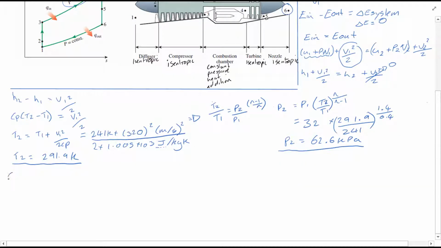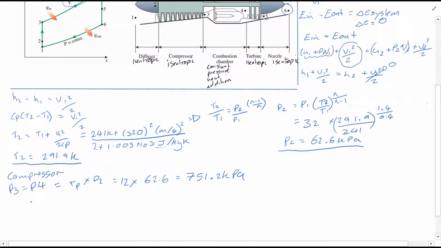Okay, so looking at the compressor, of course we just said P3 is equal to P4, and P4 is equal to the pressure ratio times P2, which is equal to 751.2 kilopascals. So this is the value for P3 and P4.